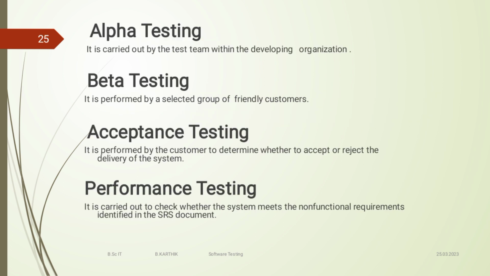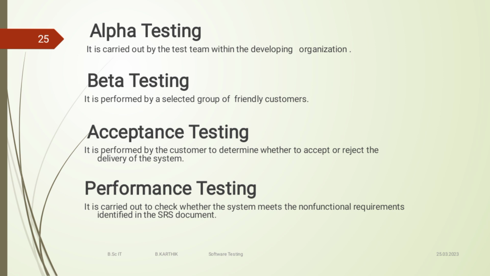Alpha testing is carried out by the test team within the developing organization. Beta testing is performed by a selected group of friendly customers. Acceptance testing is performed by the customer to determine whether to accept or reject the delivery of the system. Once the project is completed, we give the product to the particular client. After they receive it, we collect feedback from them on whether they are satisfied or not.